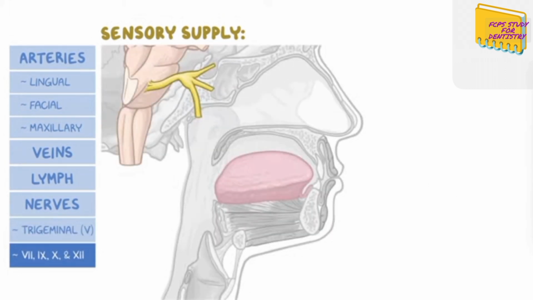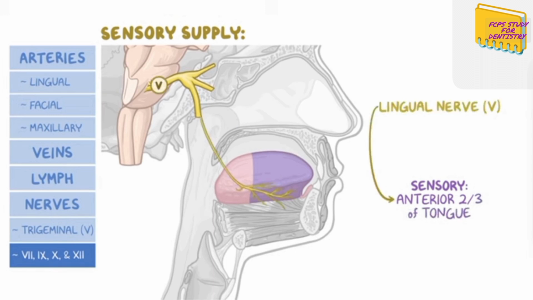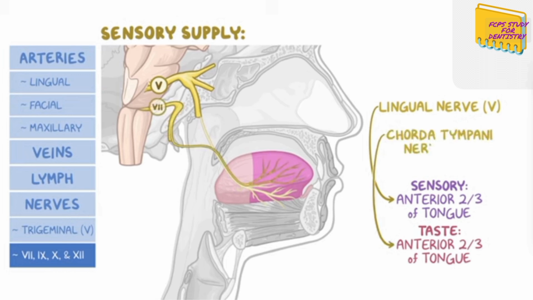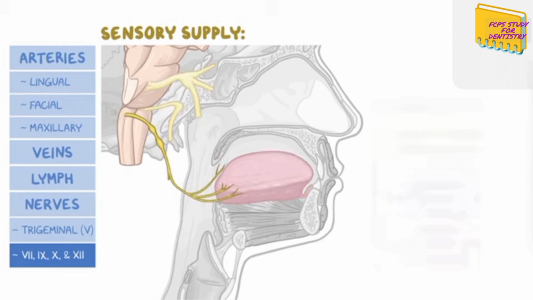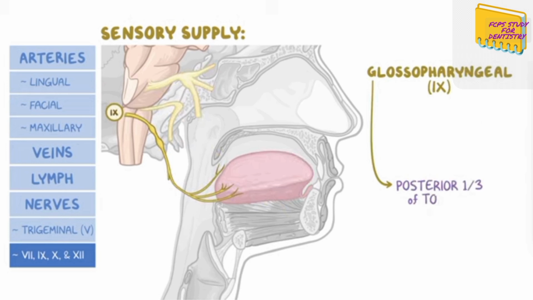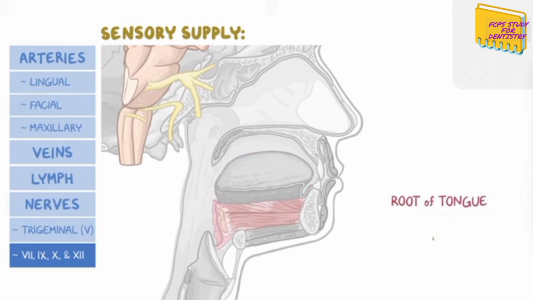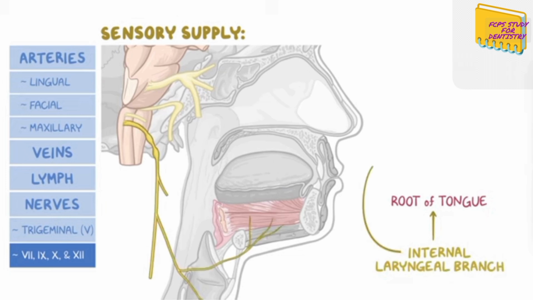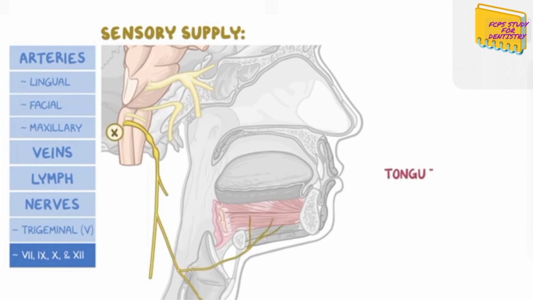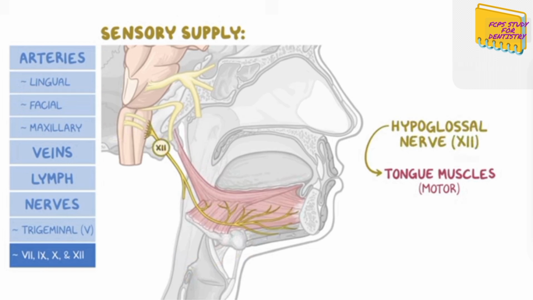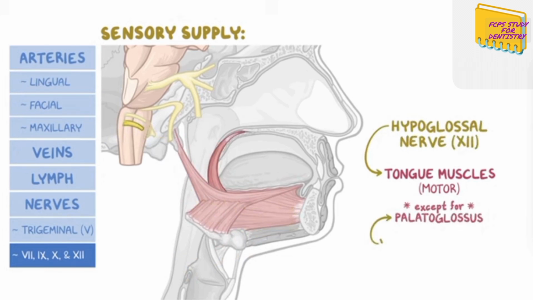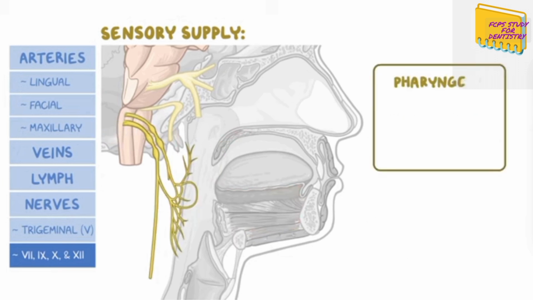The nerve supply of the tongue comes from a few different nerves. Sensory supply to the anterior 2/3 of the tongue is supplied by the lingual nerve, a branch of the mandibular branch of the trigeminal nerve, and the taste sensation to the anterior 2/3 of the tongue is achieved through innervation from the chorda tympani nerve, a branch of the facial nerve. The glossopharyngeal nerve supplies the posterior 1/3 of the tongue, and the root of the tongue is supplied by the internal laryngeal branch of the superior laryngeal nerve. The tongue muscles get motor supply from the hypoglossal nerve, except for the palatoglossus muscle, which is supplied by the vagus nerve through the pharyngeal plexus.